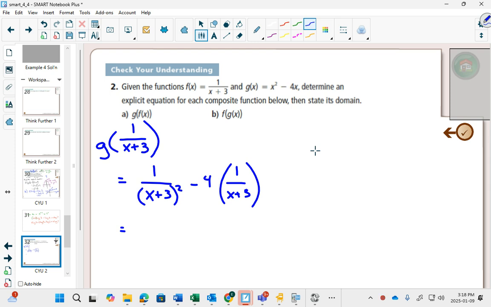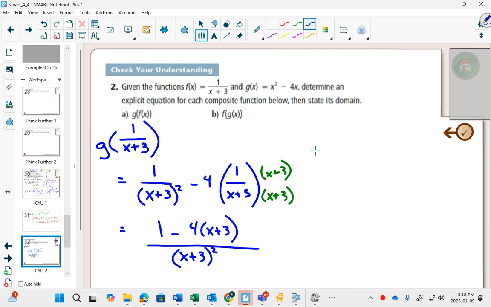So in this case, we would need to get a common denominator here and get 1 minus 4 times (x plus 3) over (x plus 3) squared. So I got a common denominator. And this I could simplify. It's going to be negative 4x, negative 12 plus 1, minus 11 over (x plus 3) squared.